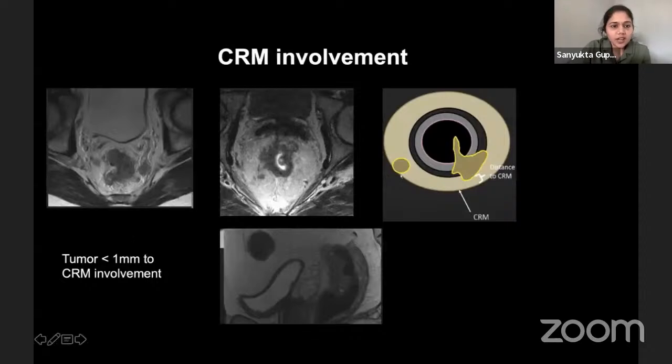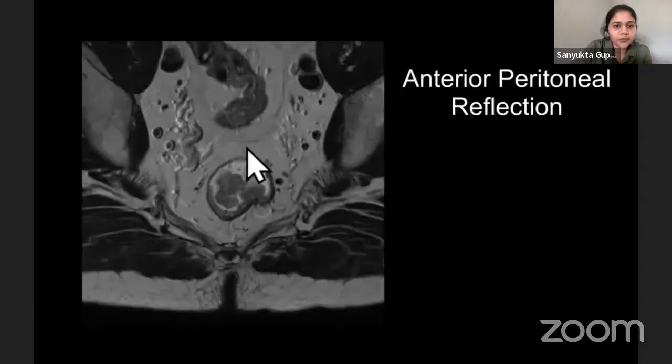So this is how the CRM involvement will look. The distance of the tumor from the mesorectal fascia, or whether the node is sitting on the MRF or not.